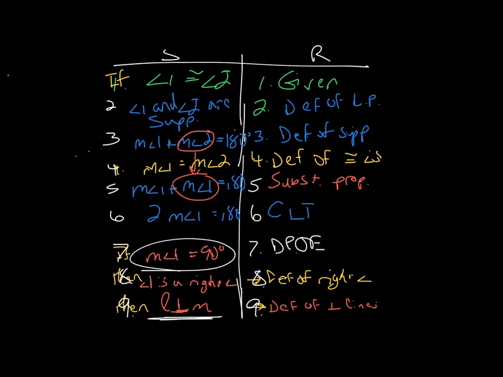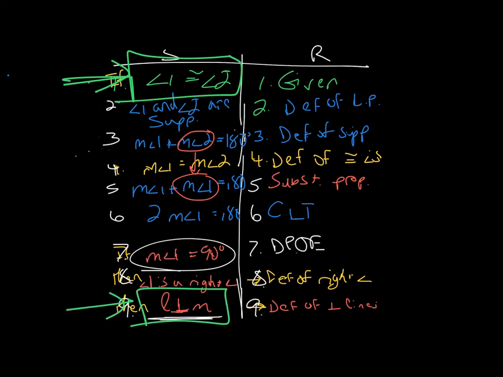We can go straight from here, knowing this, to saying this, and our reason would be perpendicular adjacent angles converse. Huge shortcut, because we would save ourselves 9 steps.